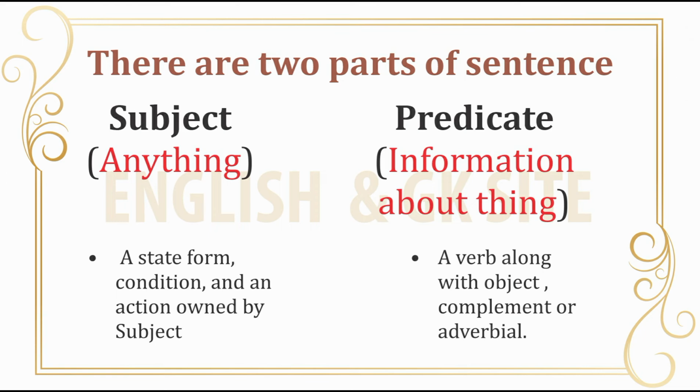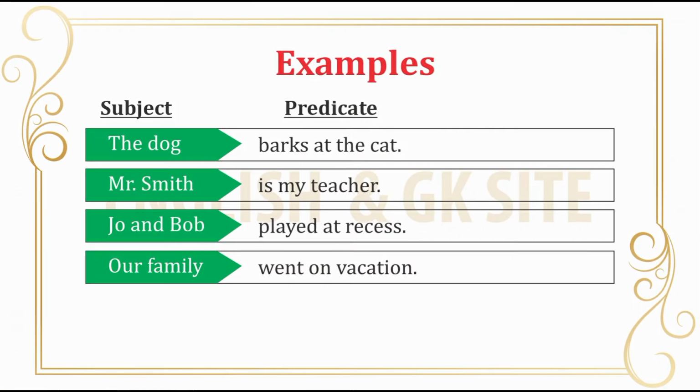There are two parts of a sentence, a subject and a predicate. A subject can be anything, a state, form, condition, or an action owned by the subject. And the predicate is information about that thing. It carries a verb along with its object, complement, or adverbial. Here we have some examples of subject and predicate. The dog is the subject, barks at the cat is the predicate, which is telling about the subject.